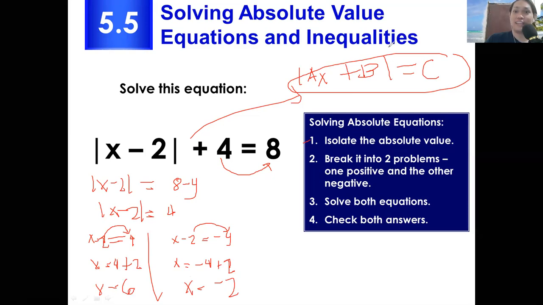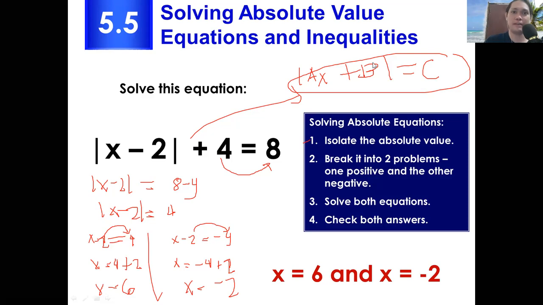Let's try to check our answer. I'm nervous. Are you nervous? No, not really. Very good. I know that is really the answer. X is equal to 6 and x is equal to negative 2. So that's how you do it.